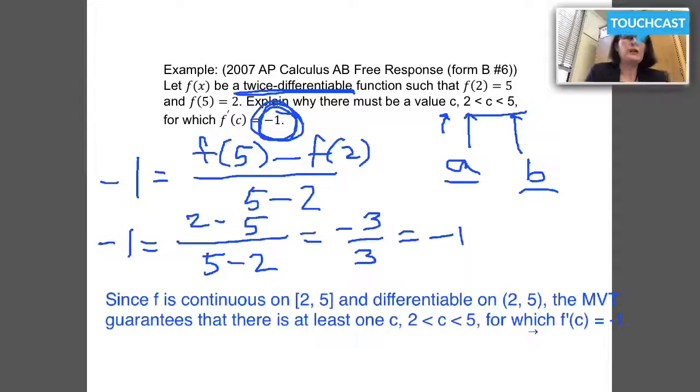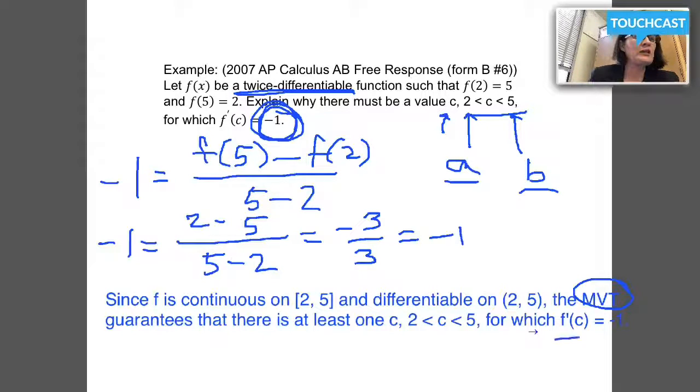So I'm going to read what I wrote. It said, since f is continuous on the closed interval 2 to 5 and differentiable on the open interval 2 to 5, the mean value theorem guarantees that there is at least one c between 2 and 5, for which f prime of c equals -1. So a couple things to notice. Yes, you're welcome to use the MVT. It's an understood abbreviation for the mean value theorem.